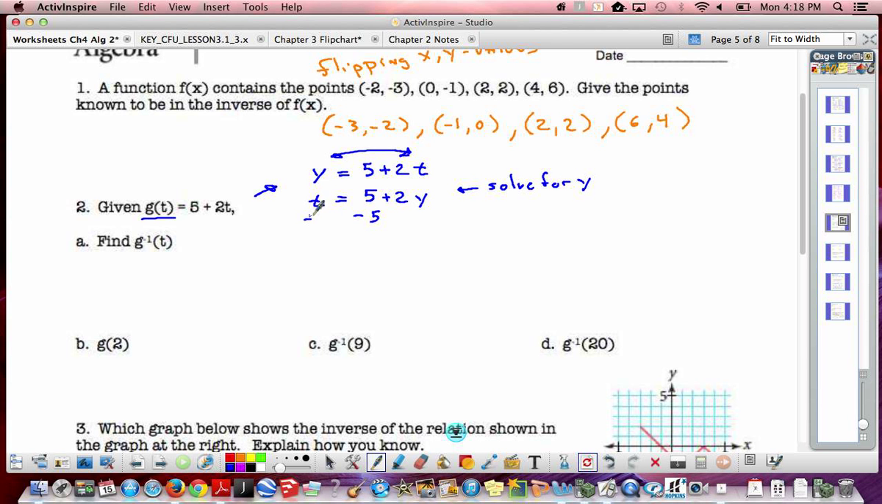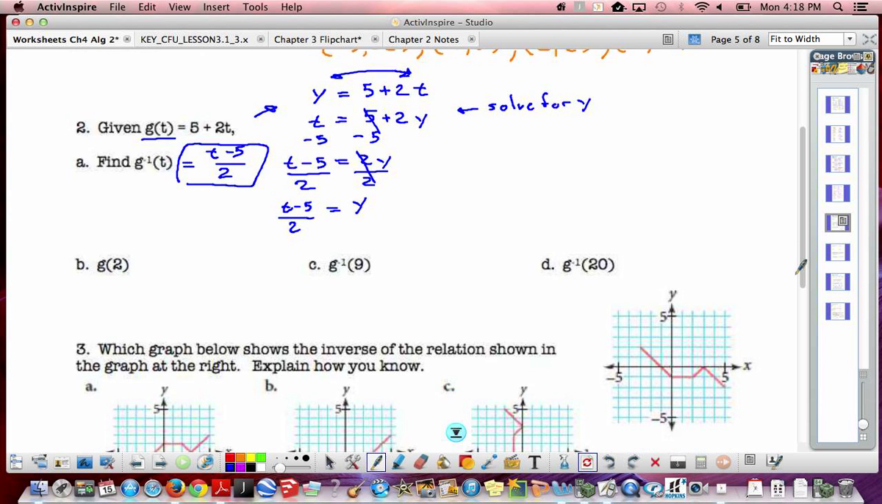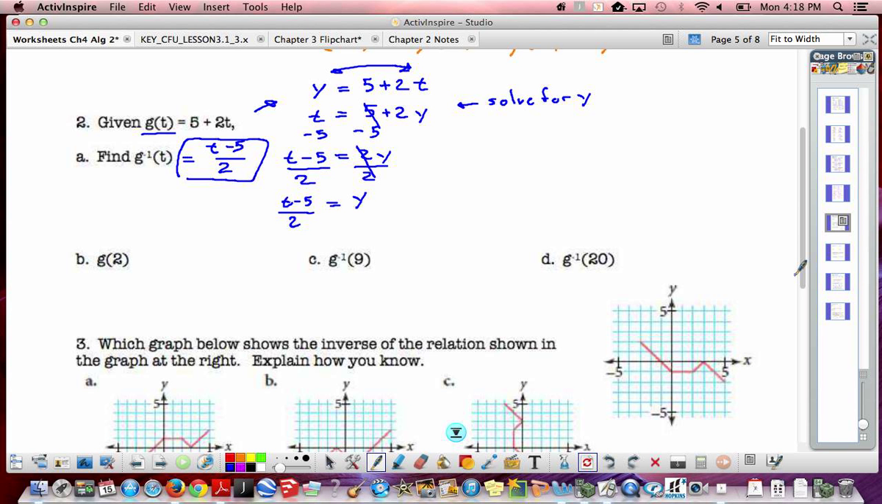So subtract 5 from both sides. So t minus 5 equals 2y. Divide by 2. You got y by itself now. T minus 5 over 2. That's your inverse function. So g inverse of t is equal to t minus 5 all over 2. Now, using both g of t and g inverse of t, we want to find these specific values.